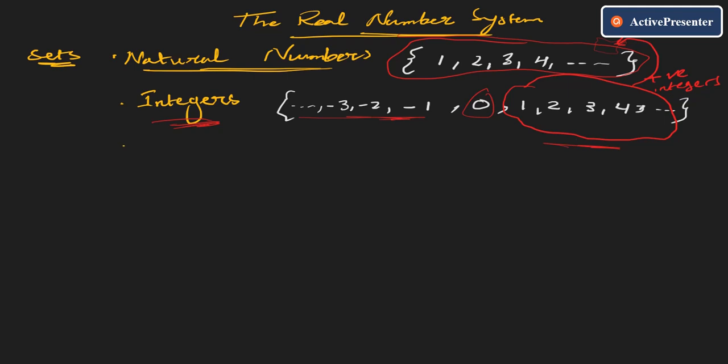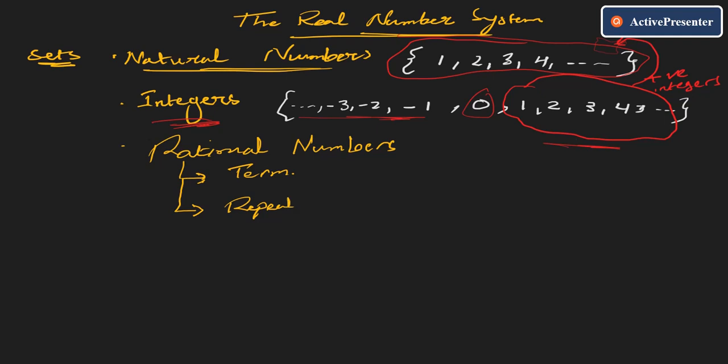The third set is rational numbers. Rational numbers can be of two forms. The first, we can say the rational number is the terminating or repeating decimals. These are the two forms for the rational numbers.